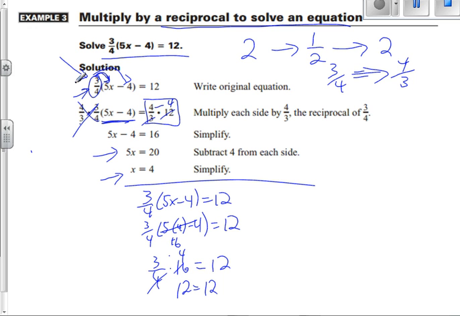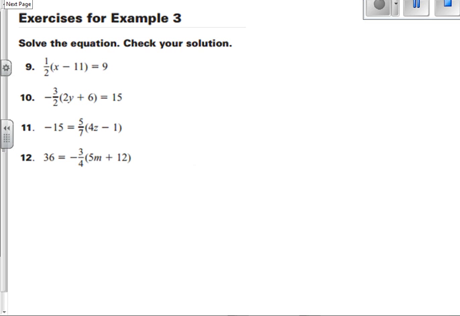Okay, so let's see what's next here. Yep, you have 9, 10, 11, and 12. So these are your exercises, and this is the end of it. So go ahead and work through those exercises. Pause the video, work through them. Once you finish, start the video back up, and then we'll check our answers together.